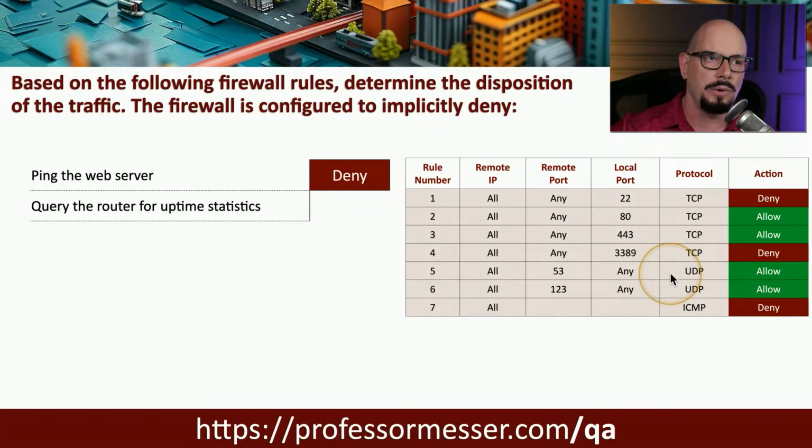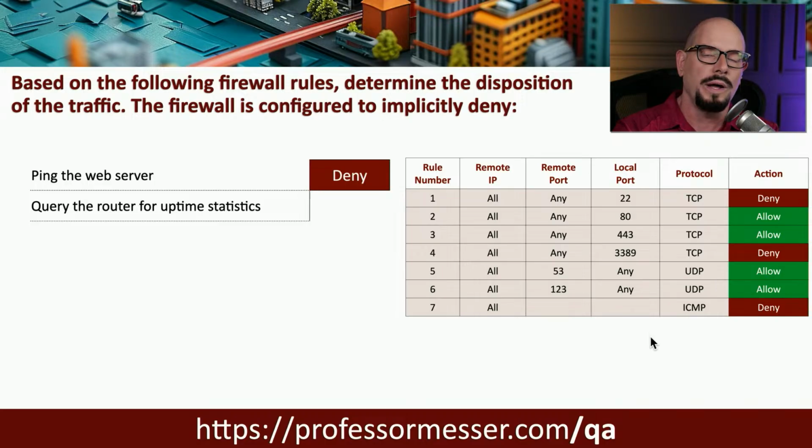Finally, a UDP protocol, but it's UDP port 53. That's not SNMP. That's not port 161. We have another UDP, port 123, also not port 161. So far, we don't have a match. And then the last one is rule number 7, the remote IP. That's ICMP. Also does not match. So we went all the way through the rule base, and none of those rules matched. Well, what happens now with this firewall?